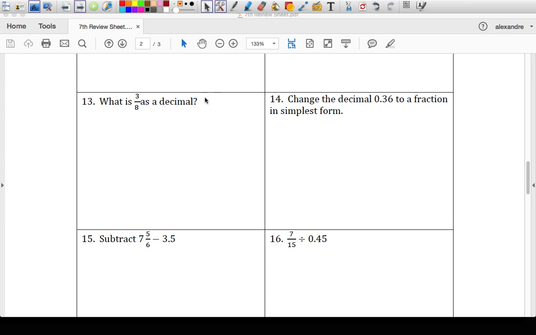13. What is 3/8 as a decimal? To change this to a decimal, you get 3 divided by 8. Let's see if that works. Doesn't work. So add a decimal.